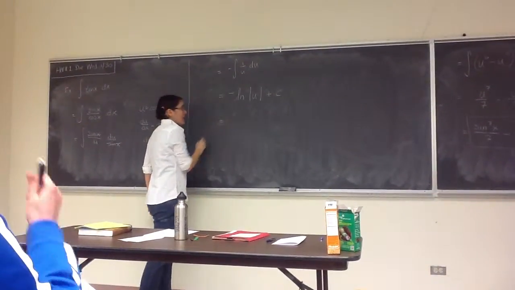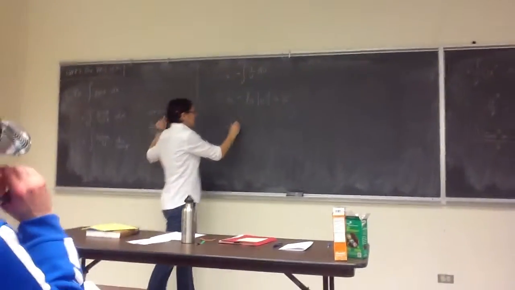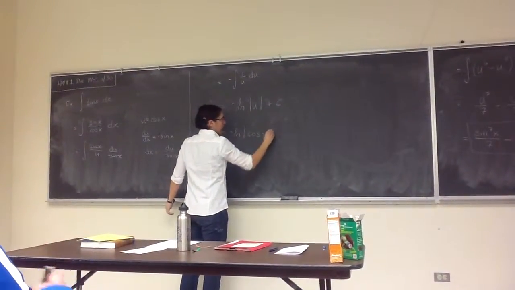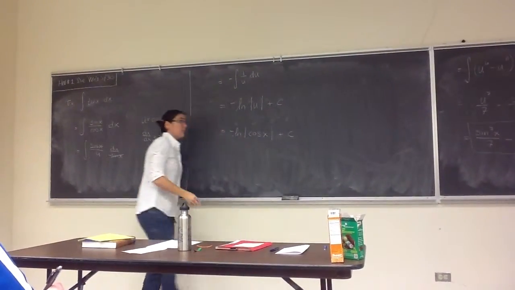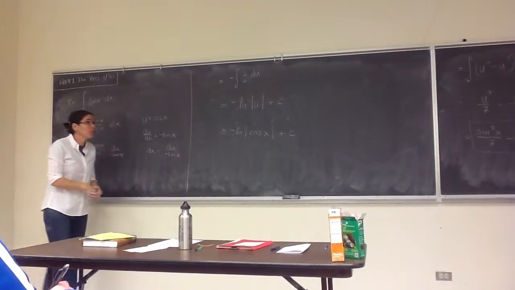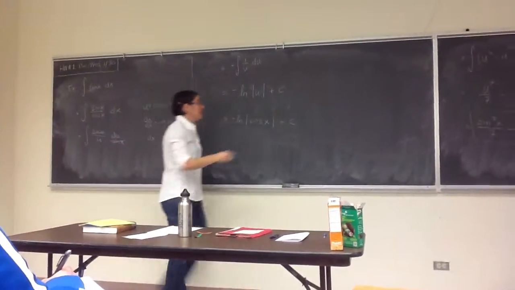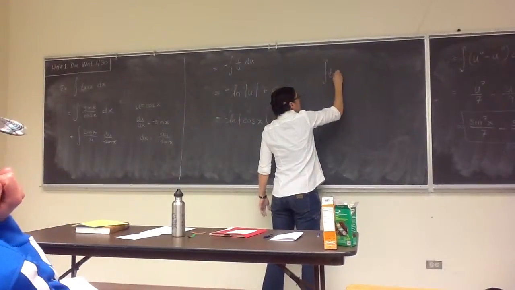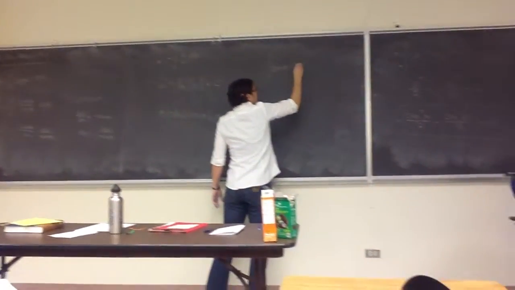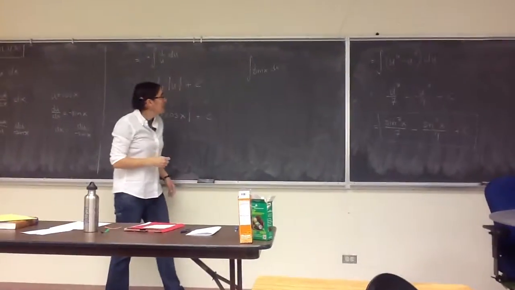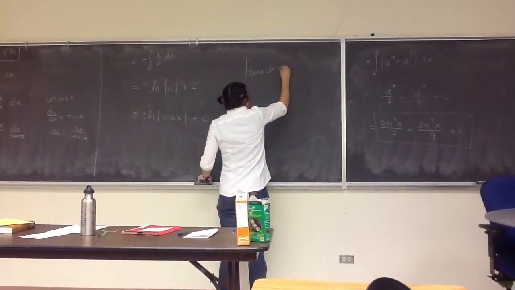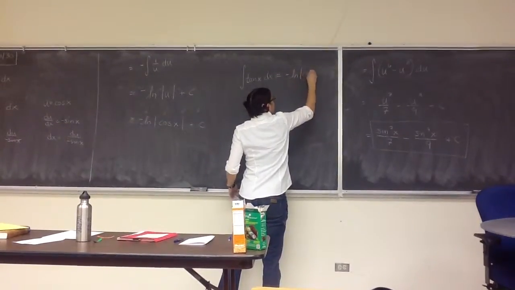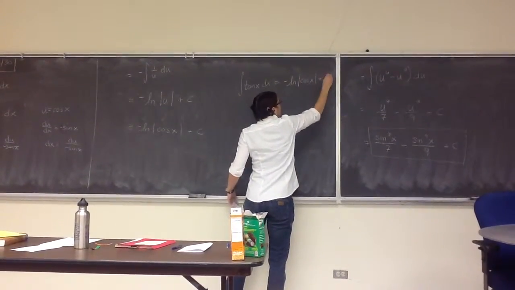I turn this back into my x's, and we have negative the natural log of the absolute value of cosine x plus c. This is a really good integral to just remember so that you never have to rederive this one again. The antiderivative of tangent x dx is negative the natural log of the absolute value of cosine of x plus c.